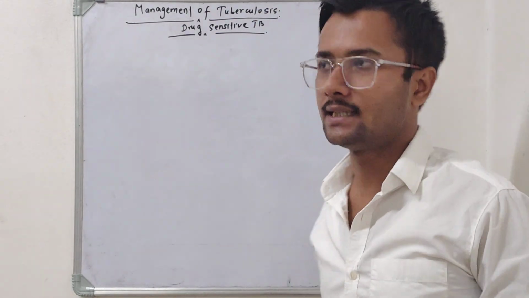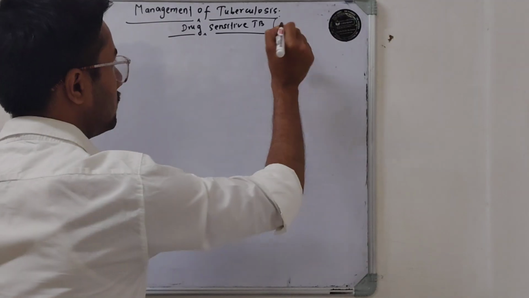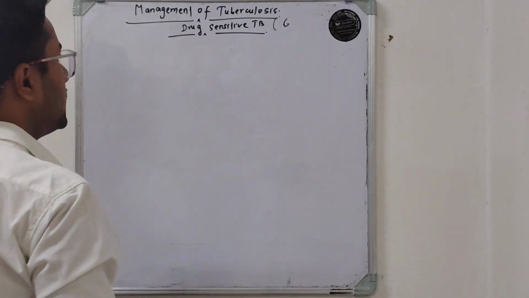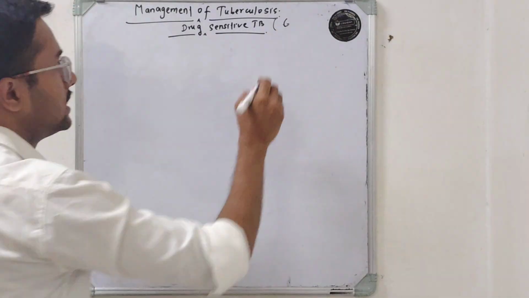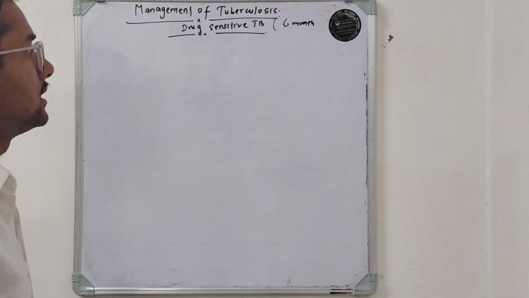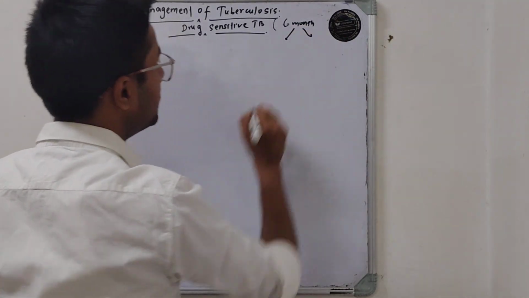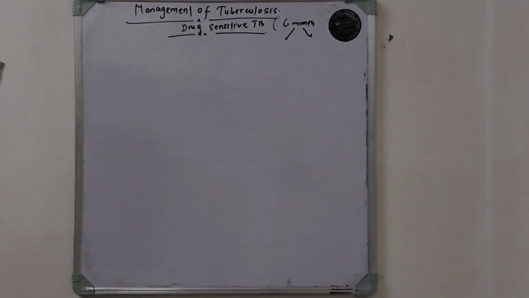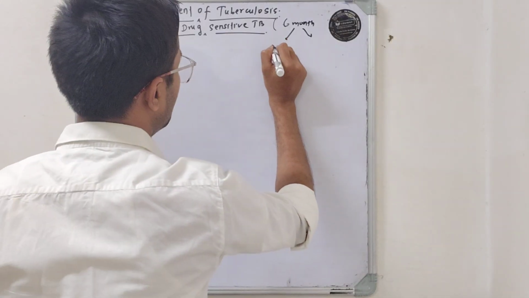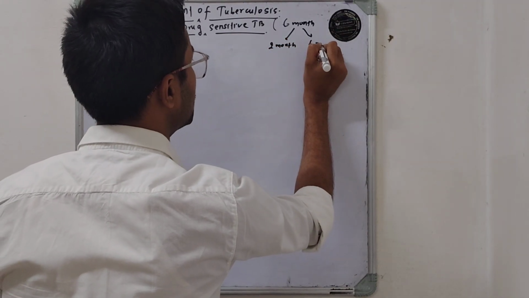Not only in the case of drug sensitive TB, overall the treatment of TB takes a 6 month duration. TB treatment duration is how many days? It is 6 months. So in the 6 month TB treatment duration, we divide this 6 months into two phases. One is the initial 2 months and the later 4 months.